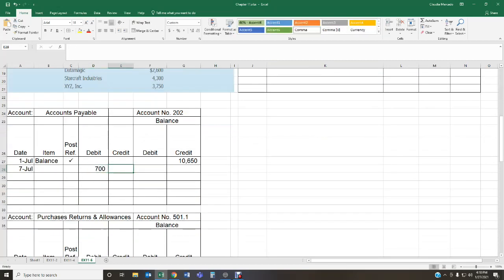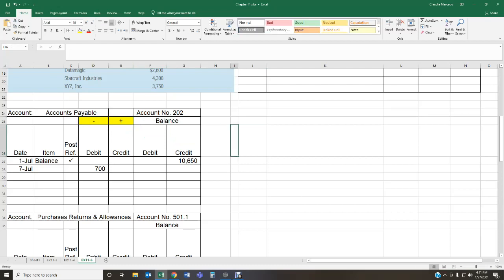So, my normal balance is a credit. In this case, I've got a debit. If it's a debit, I am going to subtract. If it's a credit, I'm going to add. So that's what's going to happen. My normal balance is a credit, so if I want to increase my balance, I credit it. If you get a debit, you're going to subtract.